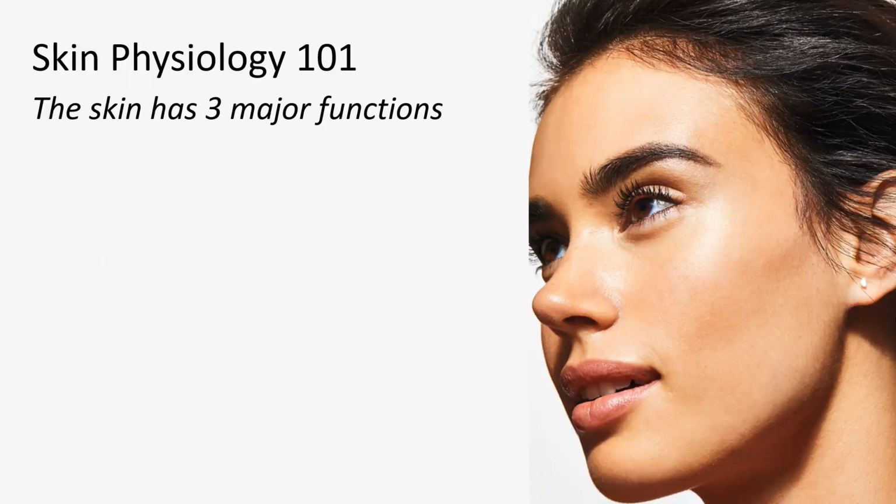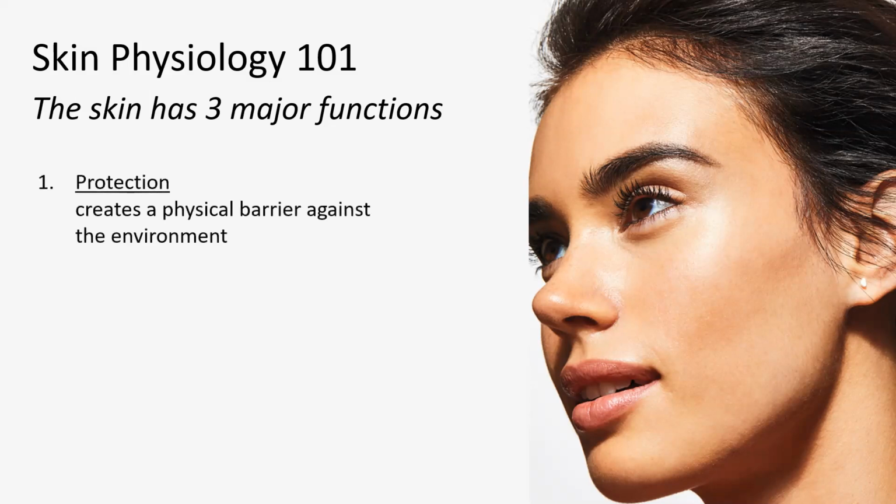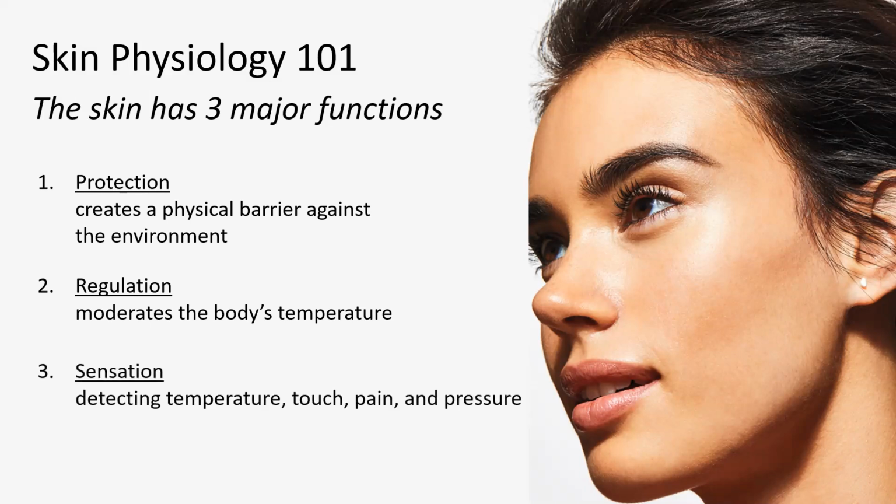Your skin has three major functions: protection, regulation, and sensation. So protection, what is that? It is literally a protective shield for your body. It's going to protect your internal organs, and it's also going to act as a barrier against the environment. Regulation, it does exactly what it sounds like. It regulates your body's temperature. And the third major function of your skin is sensation, things like detecting temperature, touch, pain, pressure.